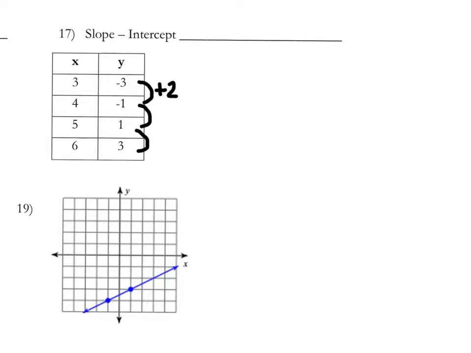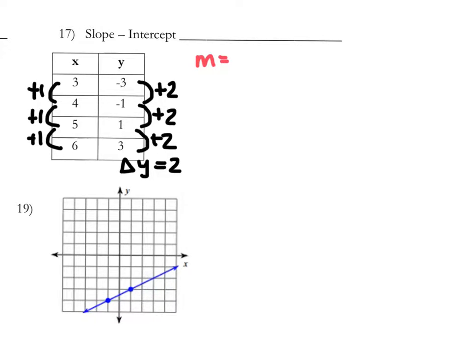So here we have plus 2, and plus 2, which means my change in y is 2. And here my change in x looks like I'm increasing by 1. So to find my slope, I'm going to do change in y over change in x, which is going to give me positive 2 over positive 1, which is 2. So 2 is my slope. That's the first piece of information I need.